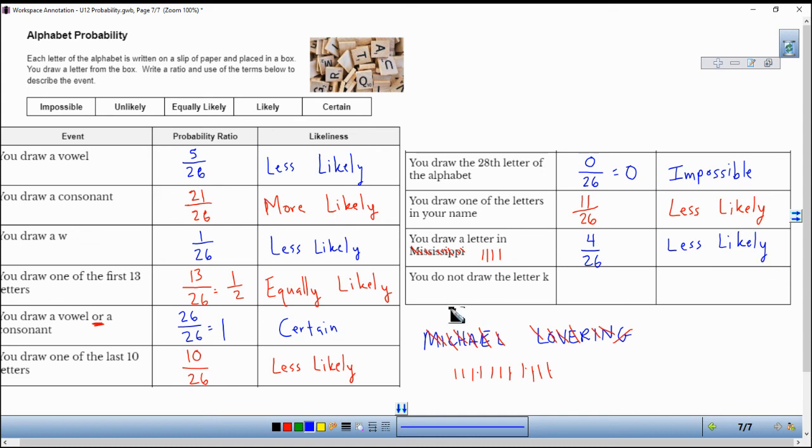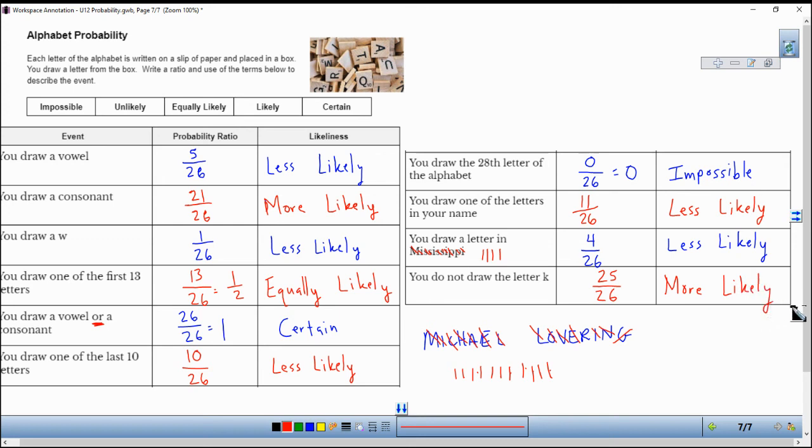All right, last one. You do not draw the letter K. So you draw anything but the letter K. Well, how many letters are in the bag? Or I guess it's a box. How many letters are in the box that are not K? Well, all of them except one. So there are 25 letters that are not K out of 26. So you're pretty sure you're going to pick out one of those letters that are not K. So this would be more likely. Not certain, because again, you could still pull out that K, but it's more likely that's going to happen than not.